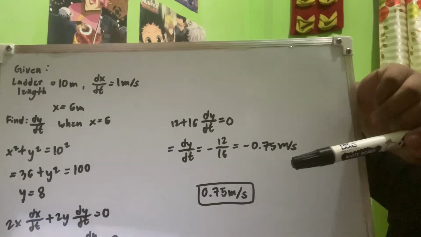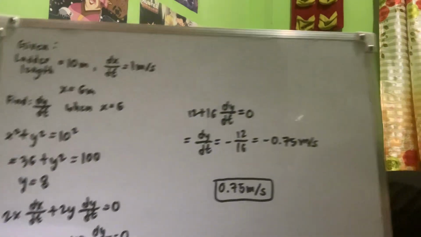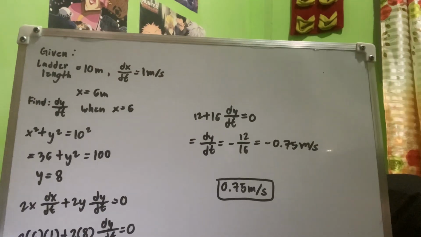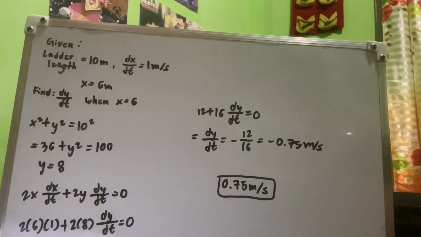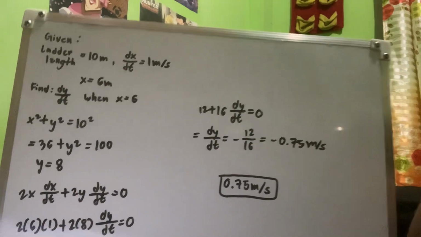So the answer is 0.75 meter per second. The top of the ladder slides down at 0.75 meter per second.